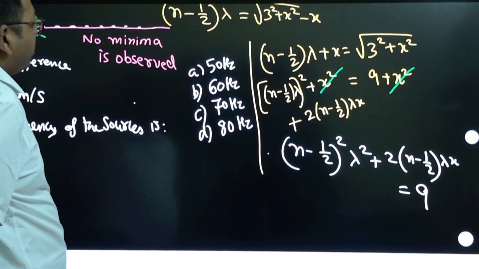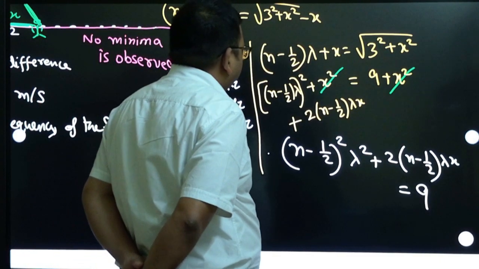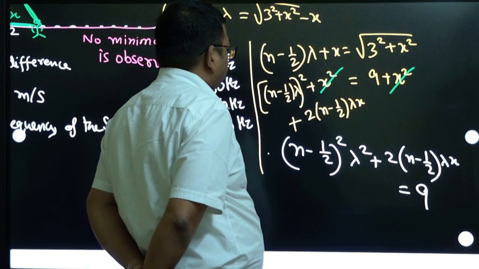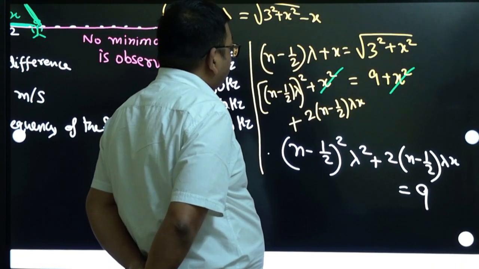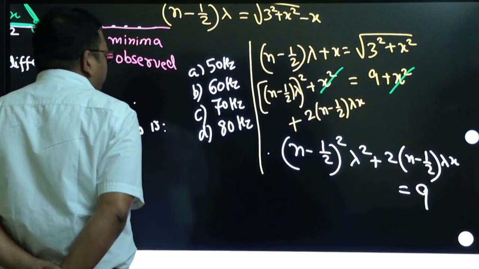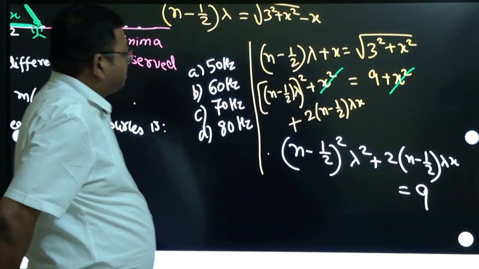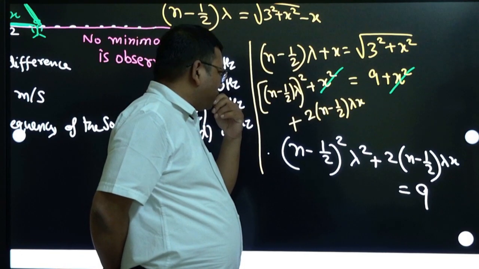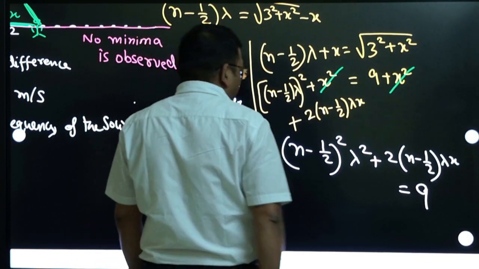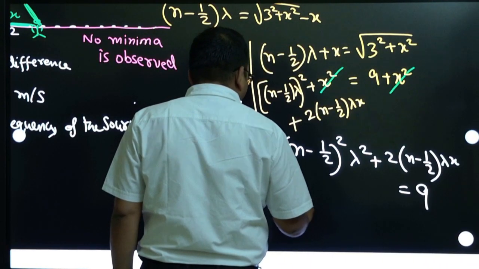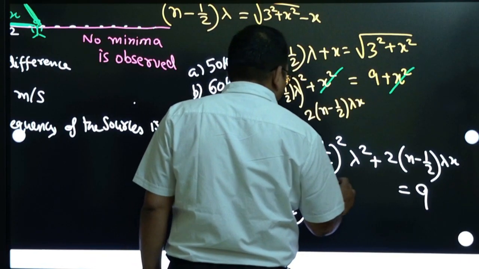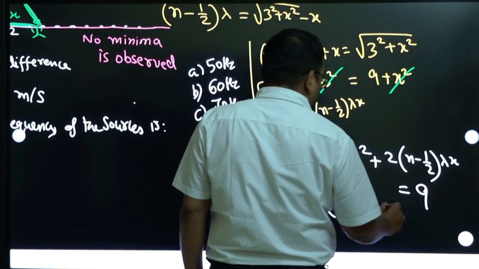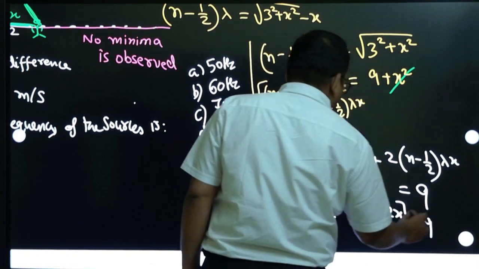Correct. So what will then be x? We do not know the x value, right? But n can be 1, 2, 3, 4 from here. What can we do? Can we take something common here? Suppose I take n minus half lambda common, so this will become n minus half into lambda, and this will become 2x is equal to 9.